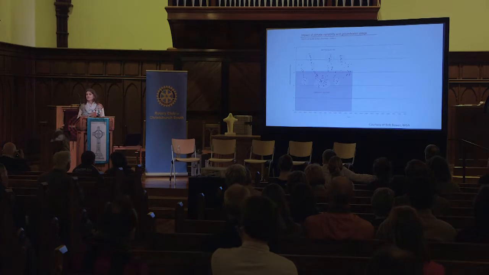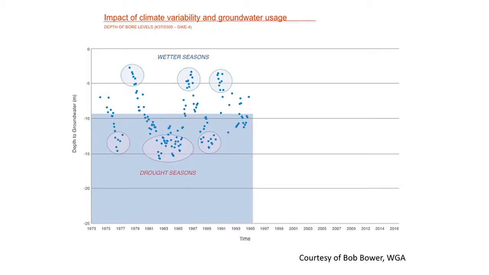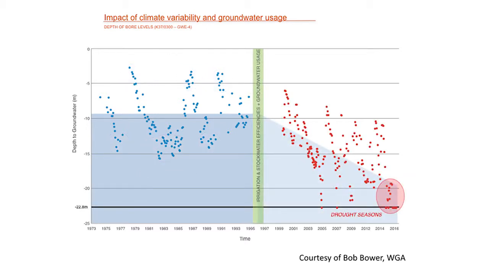Then in the mid to late 1990s, we had a couple of things happen. One, increased groundwater takes, and two, and this is quite interesting, increased efficiency in stock water and irrigation schemes. And this is what happened. We've still got that big climate-driven variability, but because we've got less water in the system, it's exacerbated the effects. So when we get to those drier periods, the flows are that much lower. We'll come back to a bit of Bob's work later on.